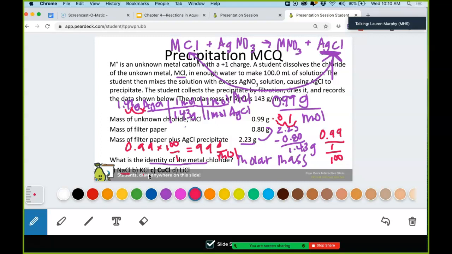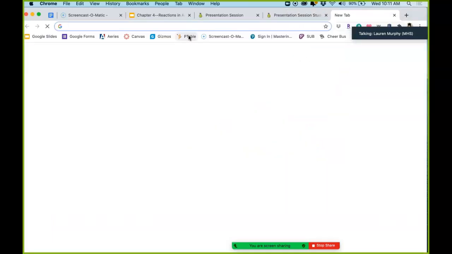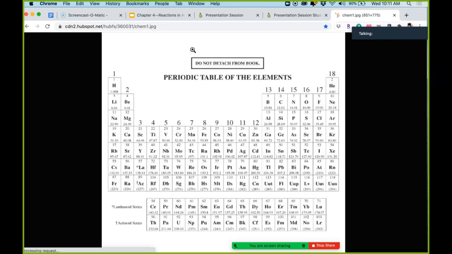So you go and you add all these guys up and figure out who's the closest to 99 grams per mole. So we pull up our periodic table. I think sodium chloride was the first option. So sodium's like 23 plus chloride is 35-ish. So that's like 58-ish. Okay.